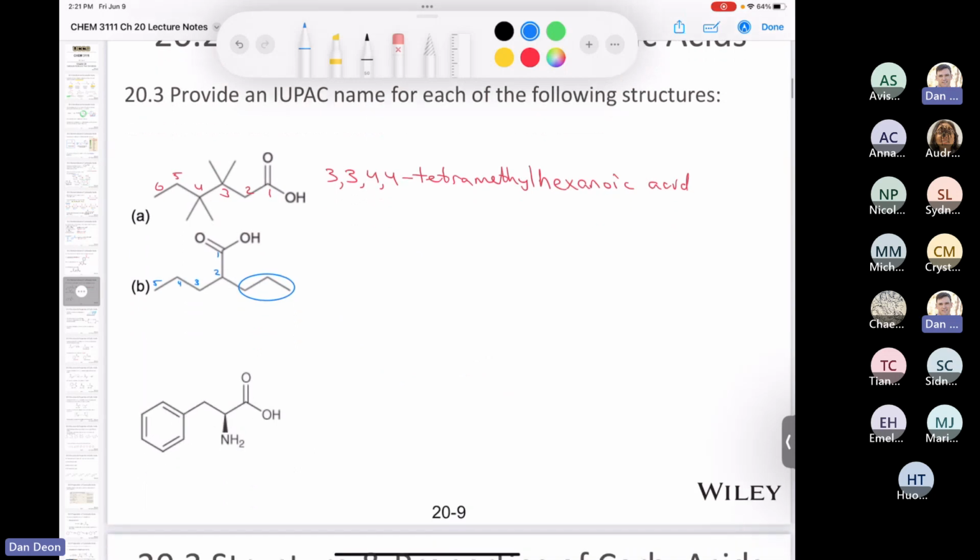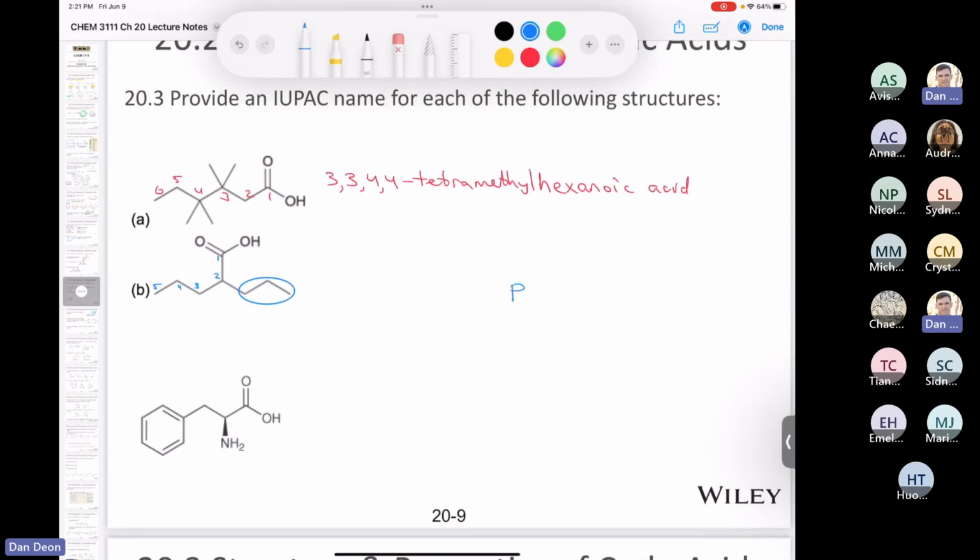So we've got some kind of pentanoic acid, pentanoic acid, and then we've got a 2 propyl. So we'll scribble that down, 2 propyl. All right. They didn't ask us to give a common name for this, but we could.